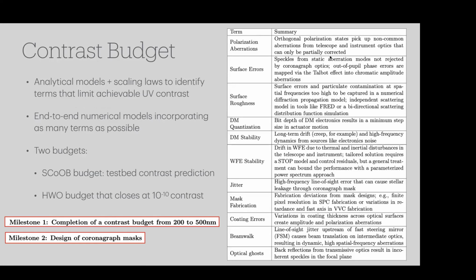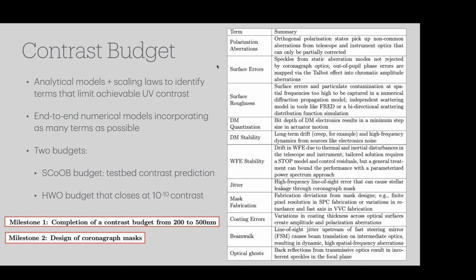And so on the right here, this is the table I copy-pasted out of our proposal, which is highlighting the dominant terms that people tend to consider. This is very similar to terms we're already including for both our end-to-end models for the Space Telescope project, as well as the contrast budget. But the idea behind this is, I think these terms are pretty well understood at visible wavelengths, but there's a lot less effort that's been done to push this to shorter wavelengths.